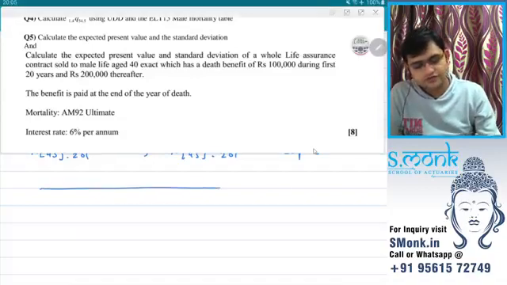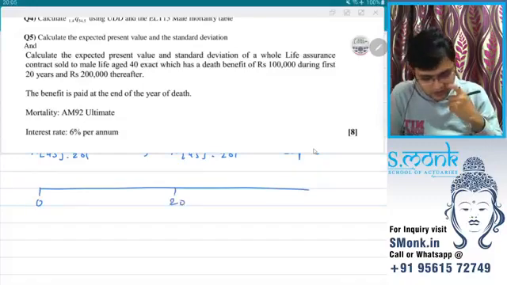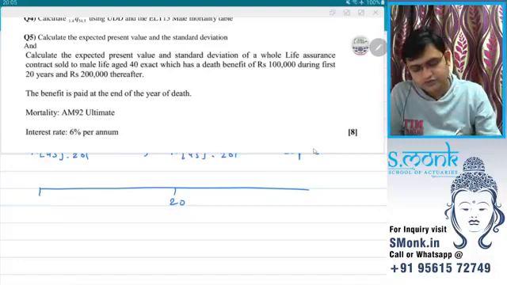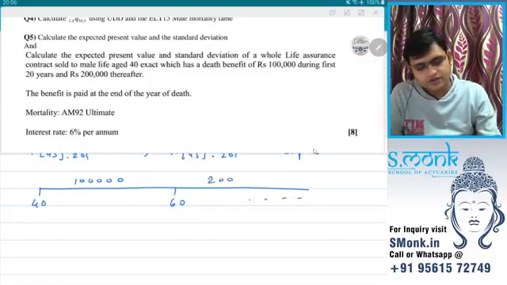So for the first 20 years, from age 40 to age 60, we have 100,000. And from age 60 to age infinity, right? We are talking about whole life. Yes, whole life. We have 200,000.